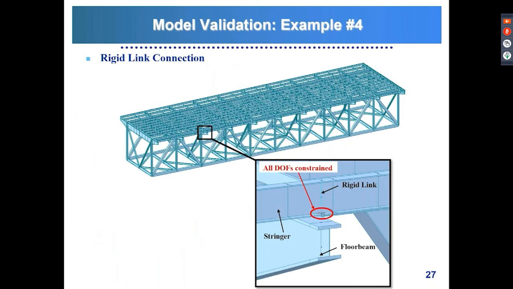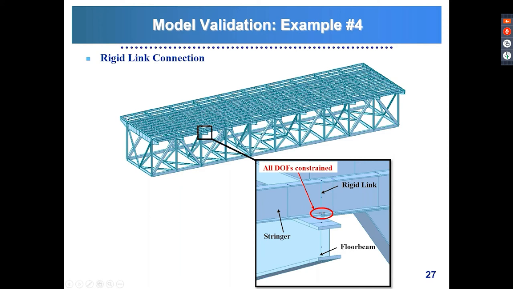The other example is again that same truss bridge. We have the stringers that are supported on the floor beams. So for those we use rigid links. Those rigid links, initially we had all degrees of freedom constrained. And when we looked at the moment diagrams of the stringers, we noticed that there was something wrong.